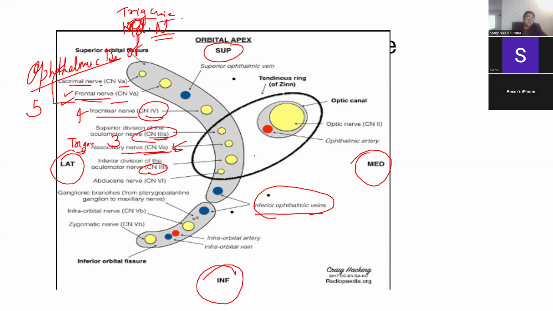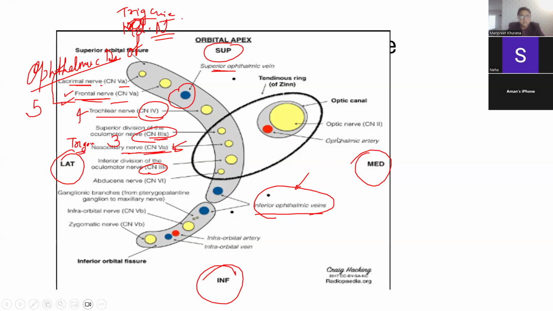Okay, so these are the structures which are passing through the superior orbital fissure. The other is the superior ophthalmic vein which passes through here, and the inferior ophthalmic vein which passes through here. So basically the ophthalmic veins, the superior and inferior, pass through the superior and inferior aspects, right? Because they are superior and inferior. So we have 3, 4, 5 cranial nerves passing through the superior orbital fissure.